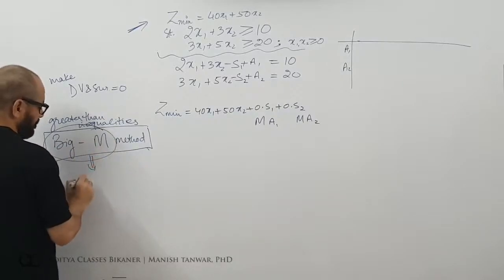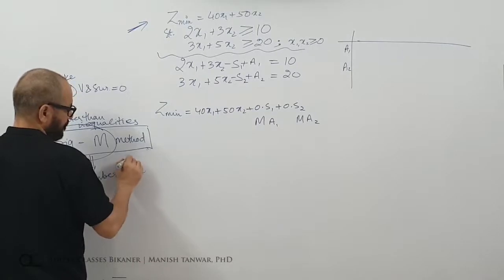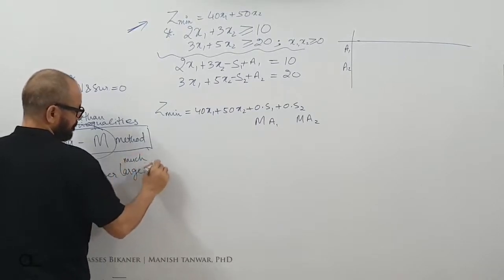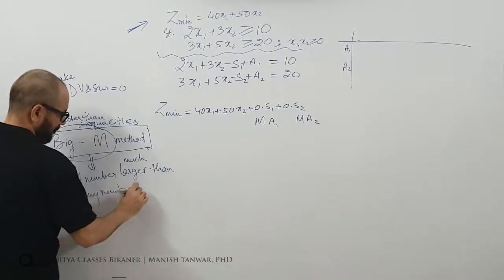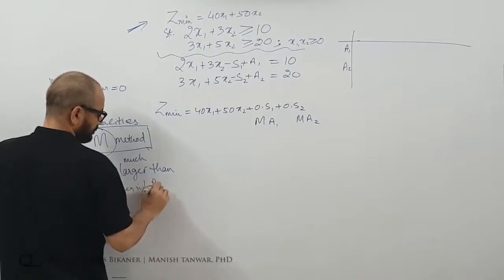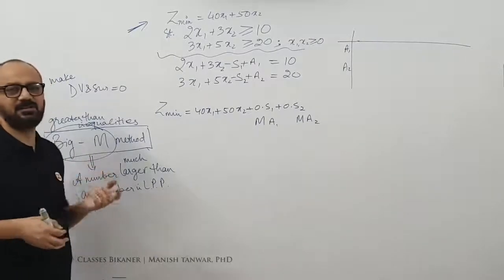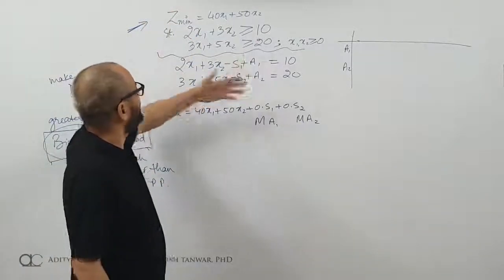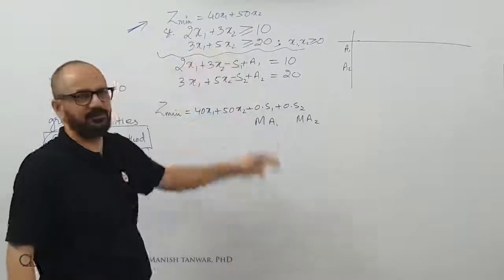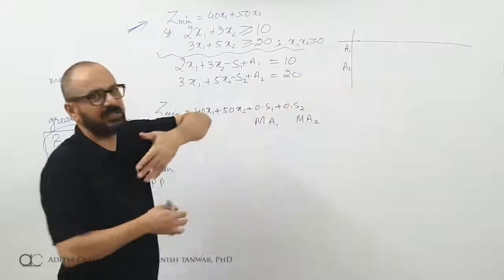What do we mean by big M? A number much larger than any number in the problem. In my LPP, what is big M? It is a number much larger than any number in my LPP. What are the numbers in my LPP? There is a 40, 50, 10, 20, 3, 5, 2. These are the numbers in my LPP. So what will be M? It will be much larger than this. It could be 10,000.